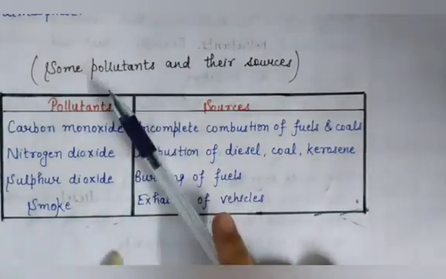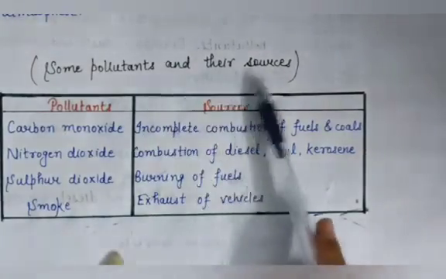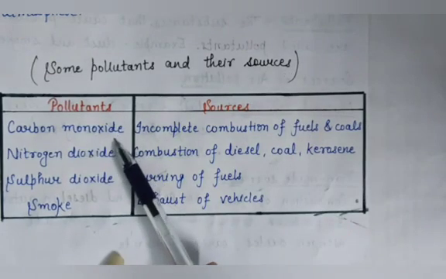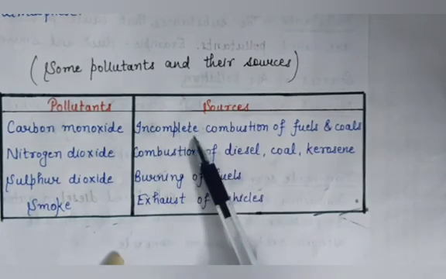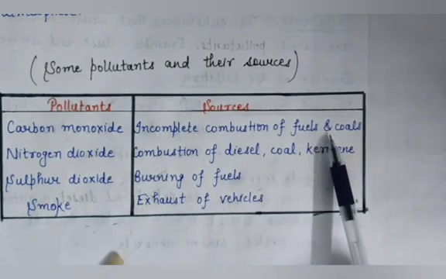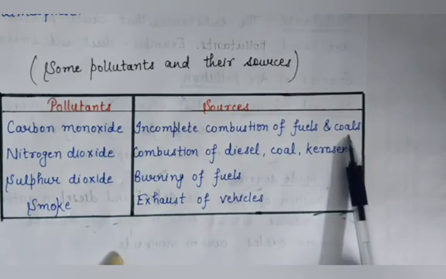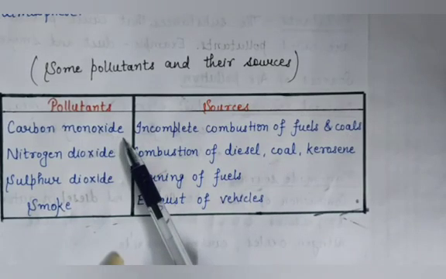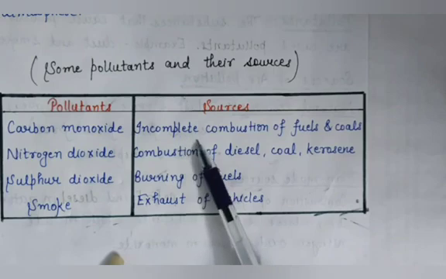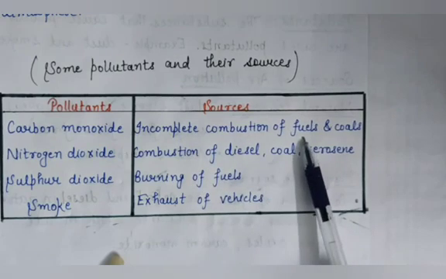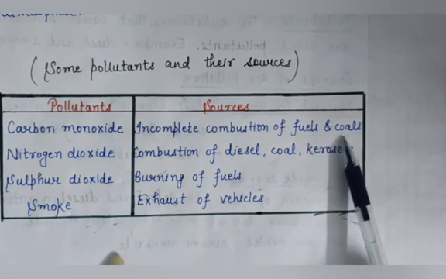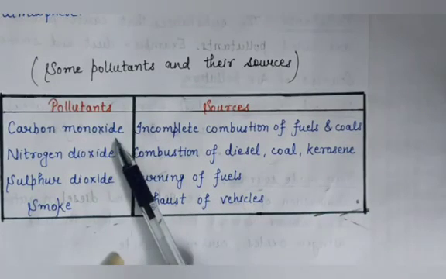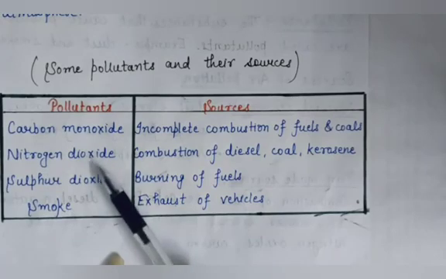Now this table shows some pollutants and their sources. Pollutants are carbon monoxide and their sources: incomplete combustion of fuels and coals in vehicles. Means carbon monoxide is released due to incomplete combustion of fuels and coals which are used in vehicles. Okay, it is a pollutant. Second is nitrogen dioxide.